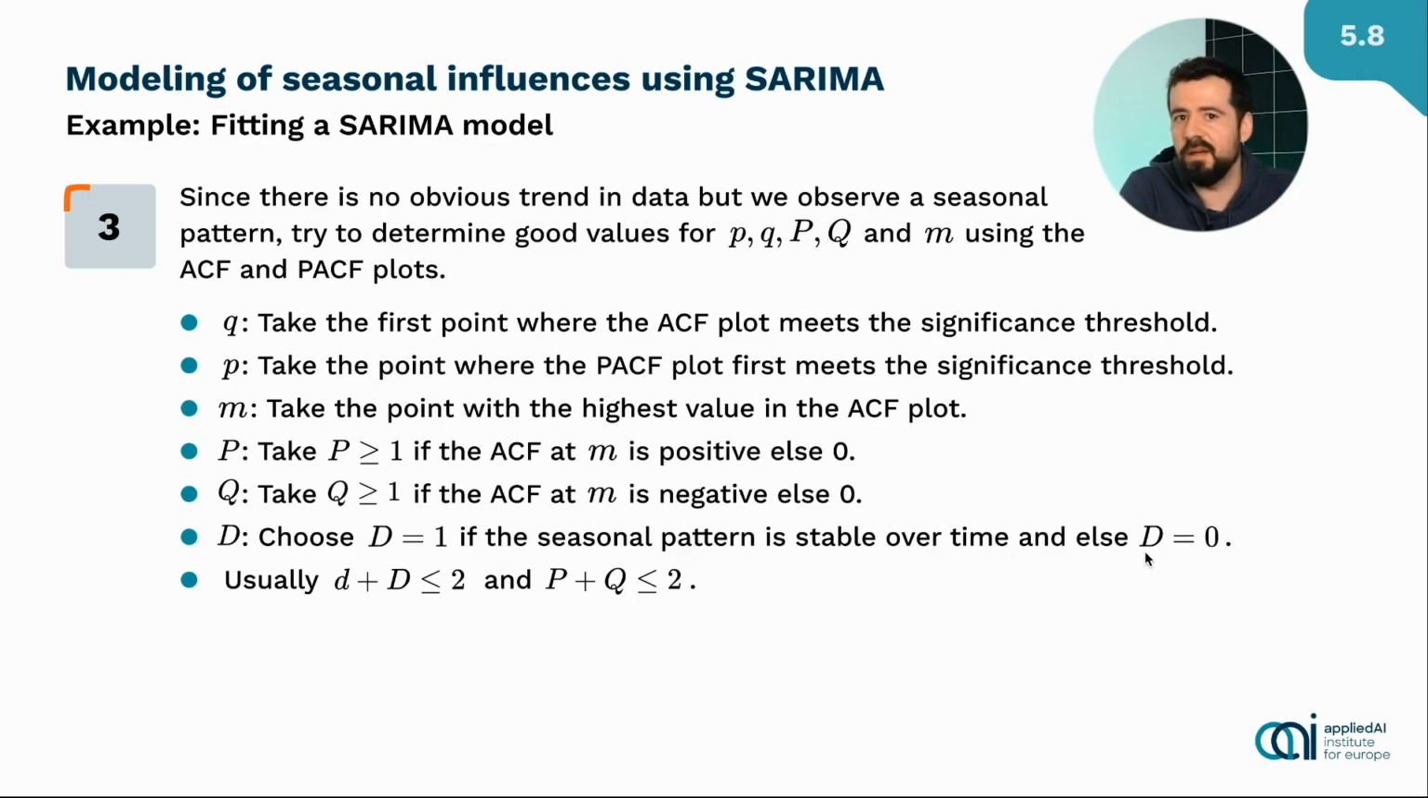So in general, it's also important to not choose too large values for P and Q. A good rule of thumb here is usually that we want to have the sum of the large D and the small d to be smaller or equal to 1. And similarly, the sum of the large P and the large Q to be smaller than 1.